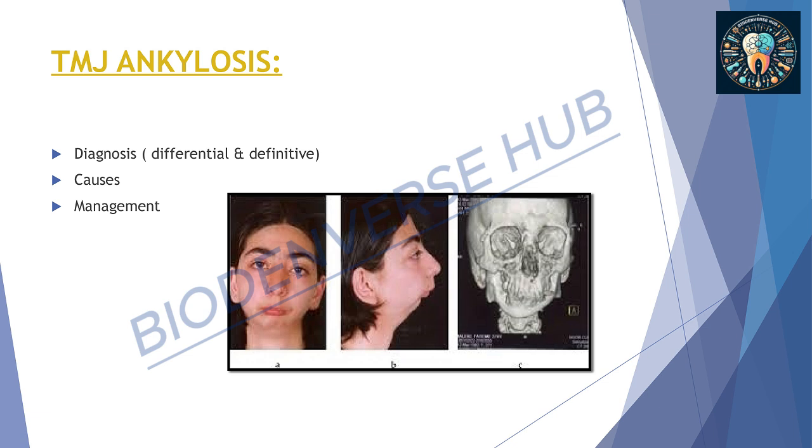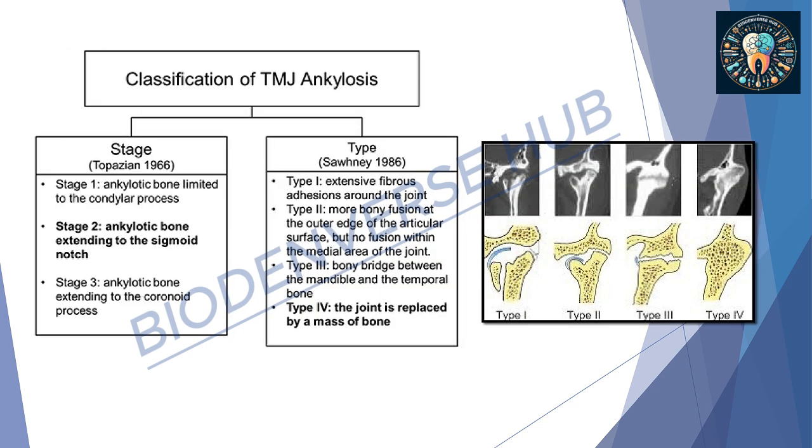So in that regard, we have a classification of TMJ ankylosis that can be asked. Either you can be asked to write the classification, or the pictures can be given and you need to label them. So we have two classification systems. In the first classification system, we have the staging: stage 1, ankylotic bone limited to the condylar process. In stage 2, the ankylotic bone extending to the sigmoid notch. In stage 3, ankylotic bone extending to the coronoid process. So these were the three stages.